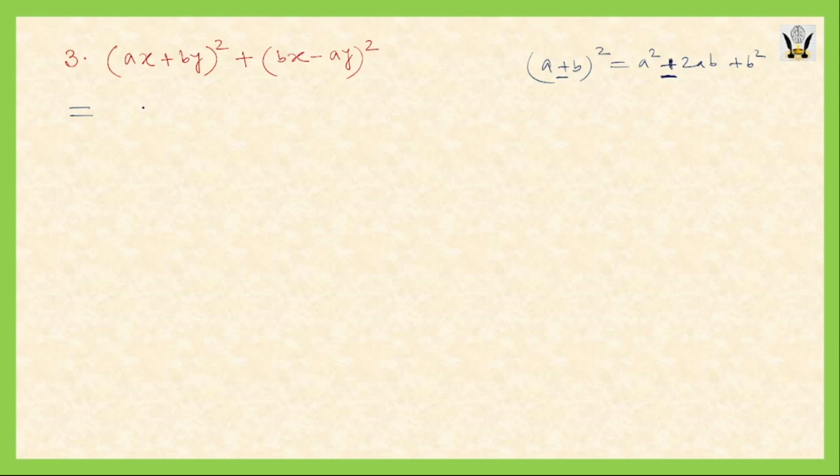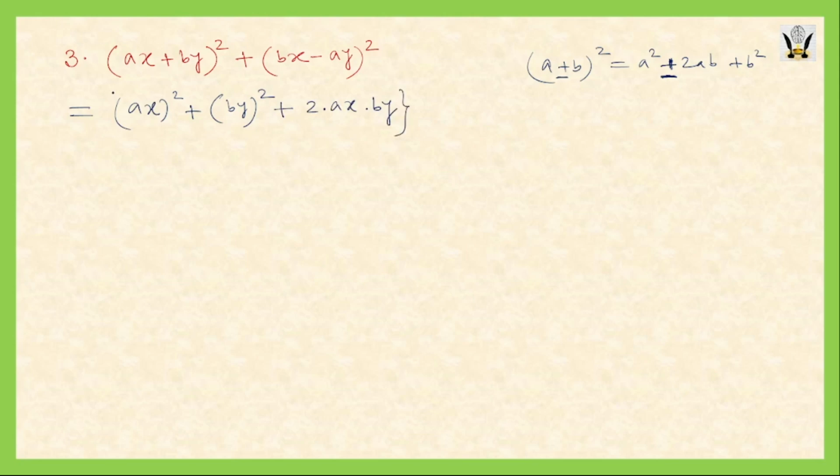Now it will be a square, so this time ax whole square plus b square, which is by whole square, then we can write 2ab. So 2a is ax, b is by.